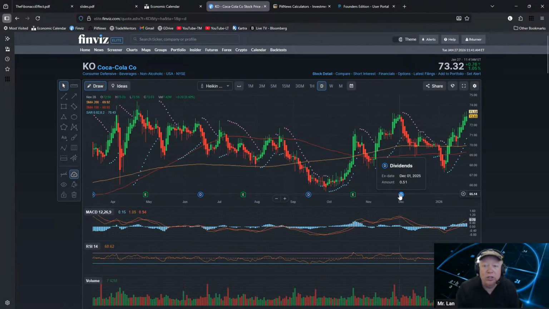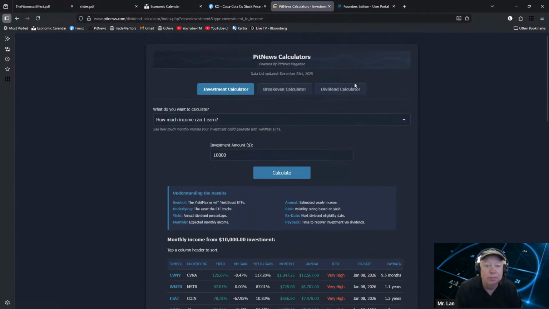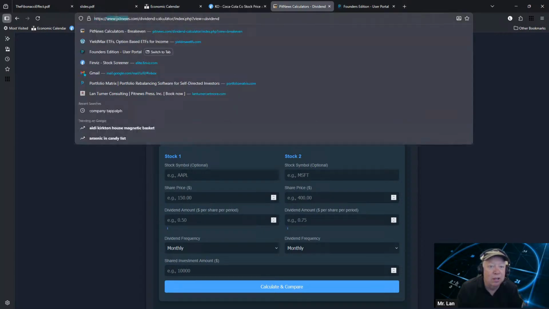So now what we're going to do is go over to a software program that does this for you. I've got a couple of them. I'm going to show you one, the first one that's very simple and easy. It's called the Dividend Calculator right here. And it's Pitt News. That's my company, right? Remember, Pitt News Magazine and Pitt News Press.